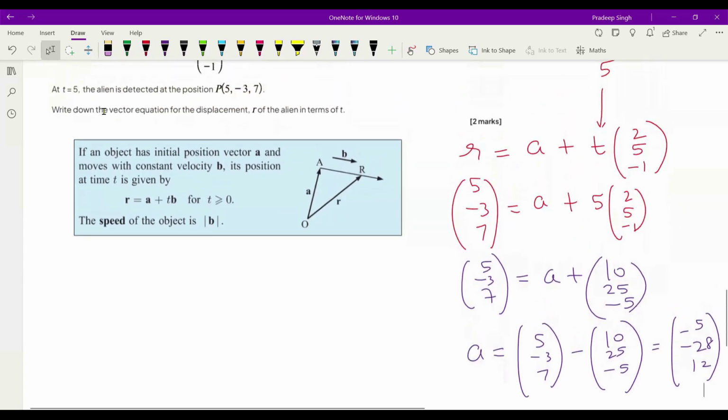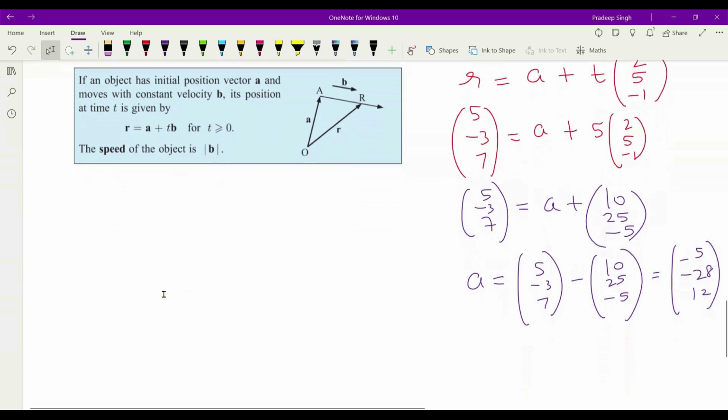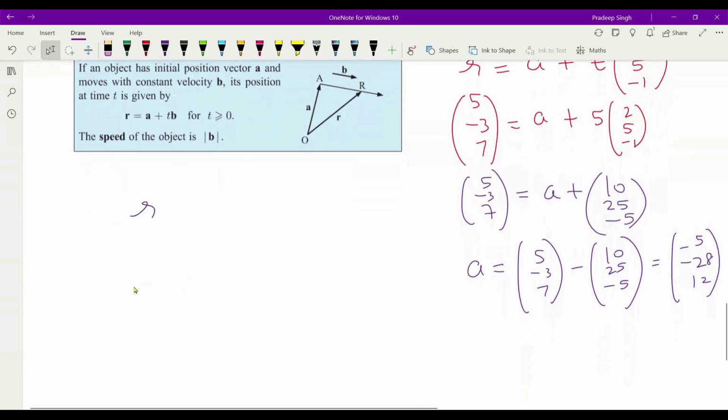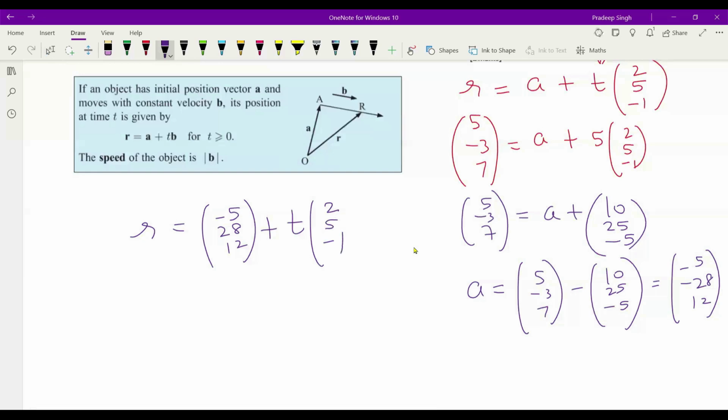Now, the question was, we have to find the vector equation in terms of time t. So, again, we use the same equation, r is equal to A plus tb. Let's write down r is equal to A, which we have just found as -5, -28, and 12, plus t times the velocity vector, which is 2, 5, and -1. And this is the position vector of the alien after time t.